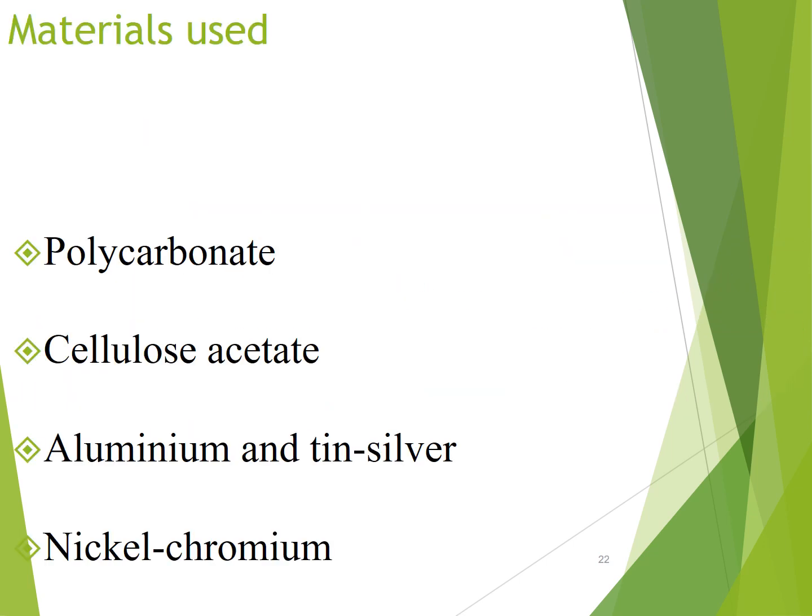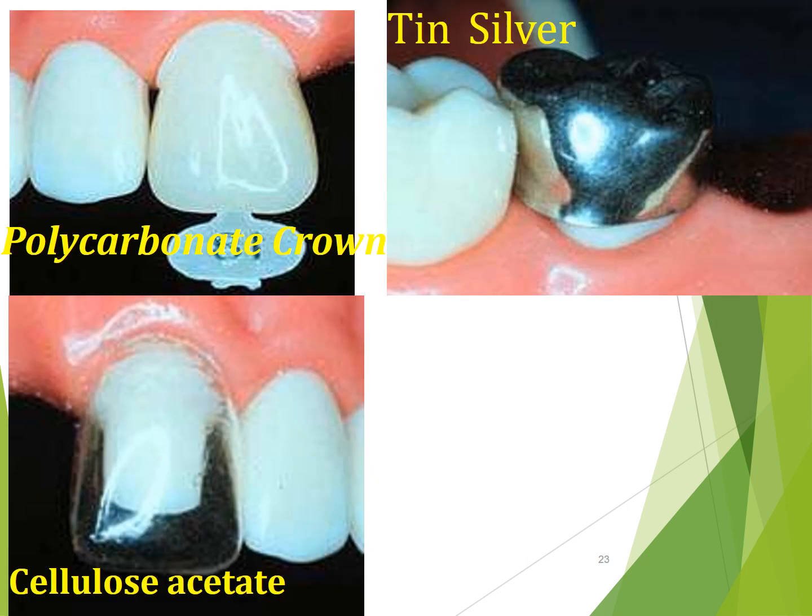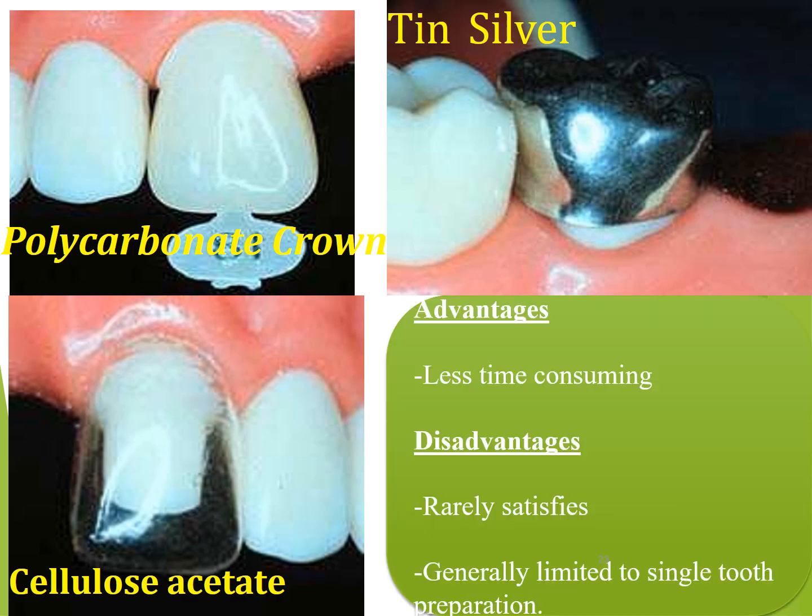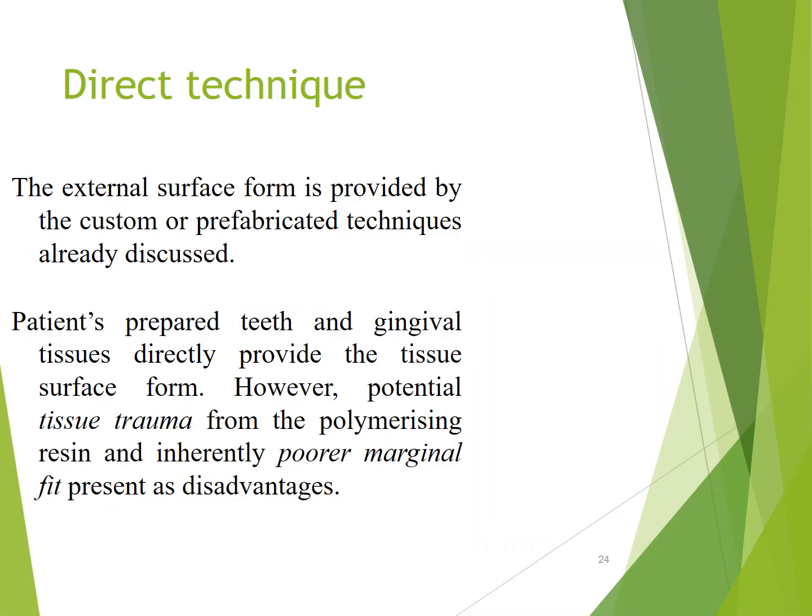Materials used to make these provisionals are polycarbonate, cellulose acetate, aluminum, tin silver, and nickel. As you can see, this is the polycarbonate crown, the tin silver, and cellulose acetate. Advantages: it is less time consuming. Disadvantages: it rarely satisfies the patient and is generally limited to single tooth preparations.